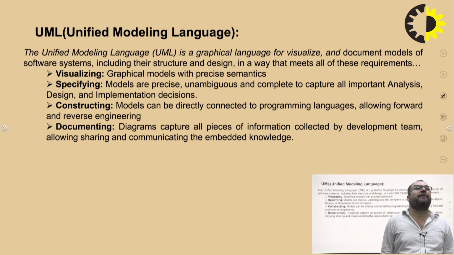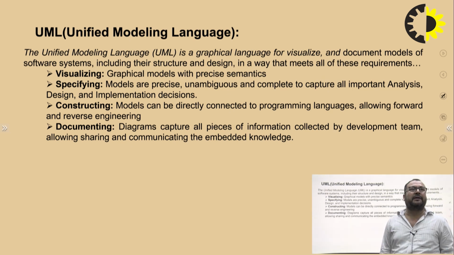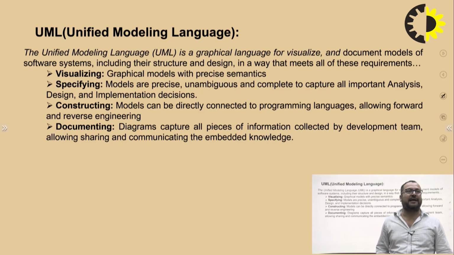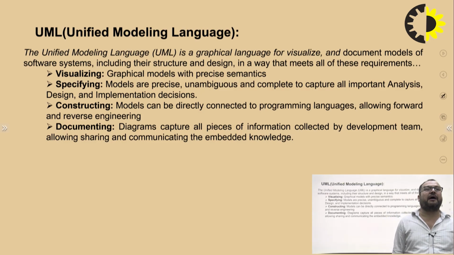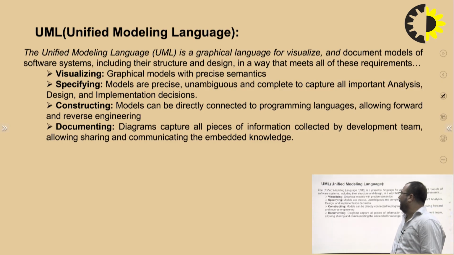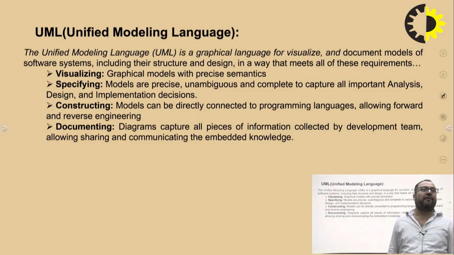Unified Modeling Language is a graphical language to visualize and document models of software systems, including their structure and design, in a way that meets all these requirements. Visualizing means a graphical model with precise semantics. Specifying means models are precise, unambiguous and complete, capturing all important analysis, design and implementation decisions. Constructing means it can be directly connected to a programming language, which allows forward and reverse engineering.